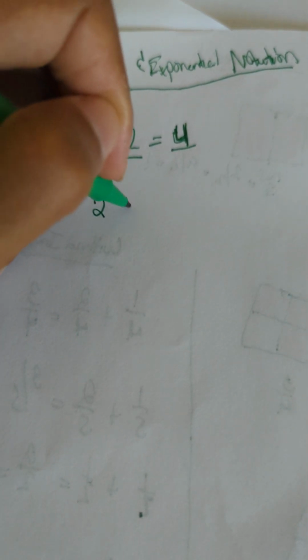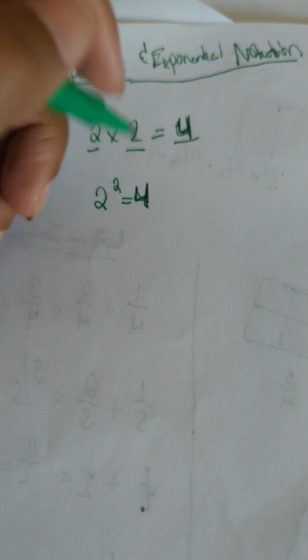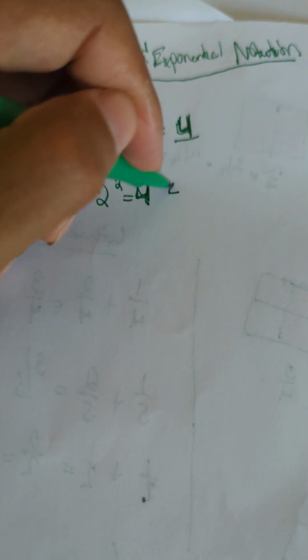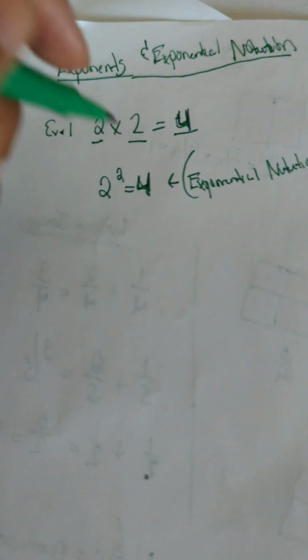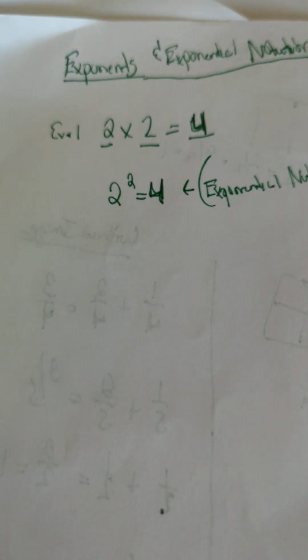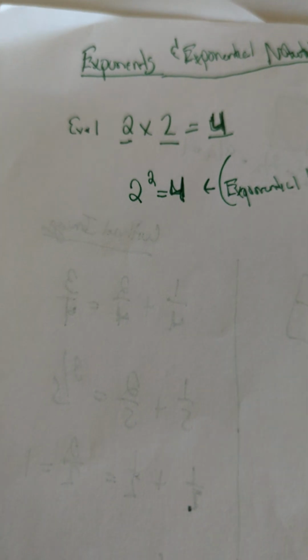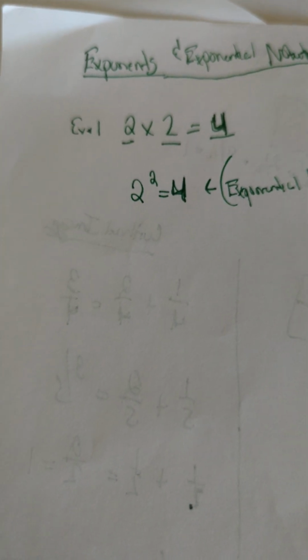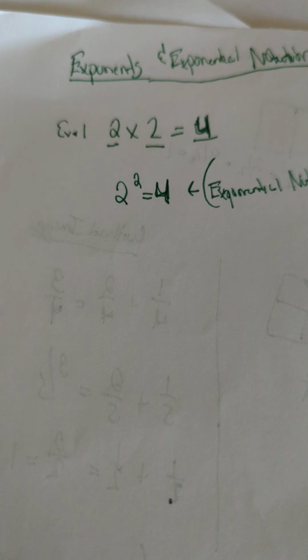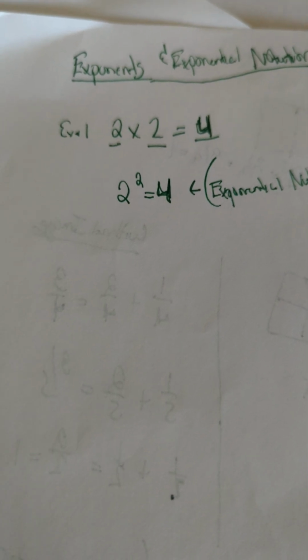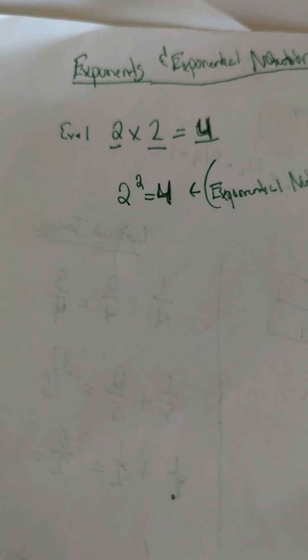But we can rewrite this in a different way. We can say 2 squared equals 4. This is called exponential notation, because if we're multiplying a number by the same number, we can rewrite it in a more shorthand form.